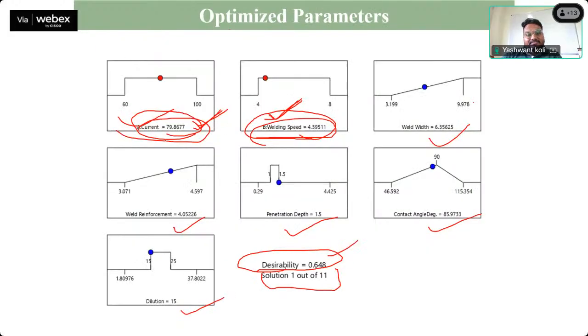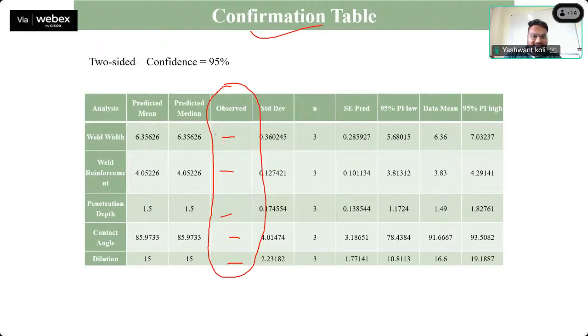So if this is the optimized parameter, we have to set these parameters and lay over the final confirmation test bead. We can do a 3-layer bead and then cut the cross section and polish it. Then we have to check responses like width, reinforcement, dilution, all the 5 responses we have to calculate, and check whether they are in the range of the software values or not.